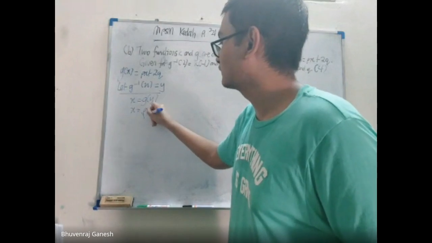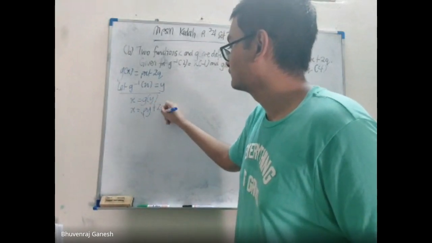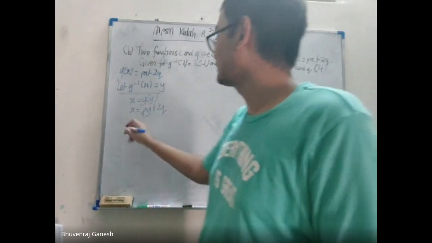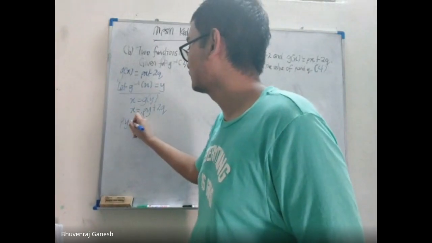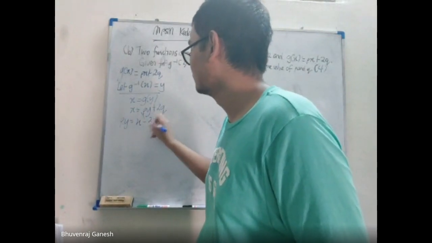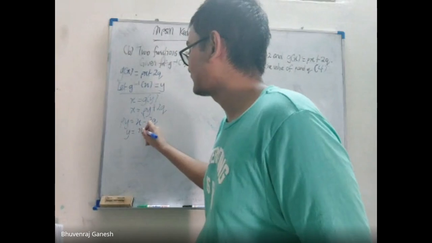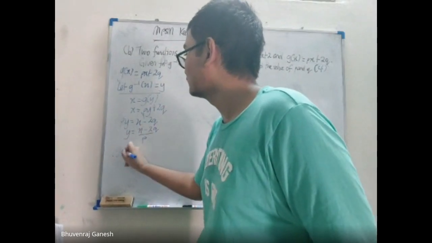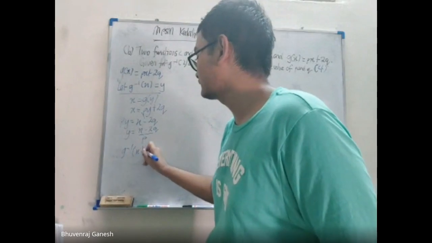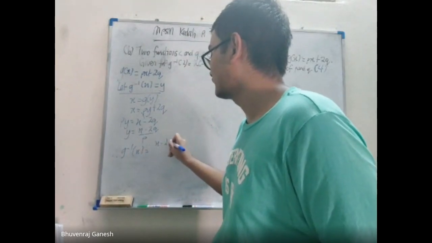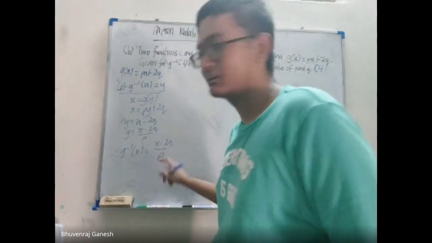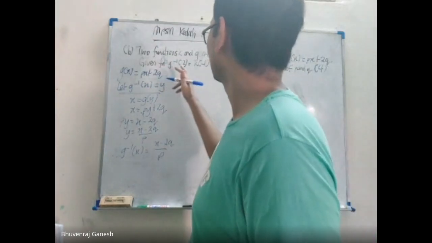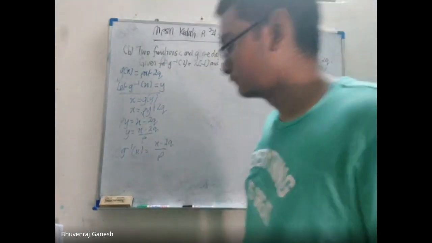You substitute your x with y, and you want to get y in terms of everything else. So py is x minus 2q, y is (x minus 2q) over p. And you conclude that g inverse x equals (x minus 2q) over p. You see, you found one side already. And you can already solve this equation already, this whole part.